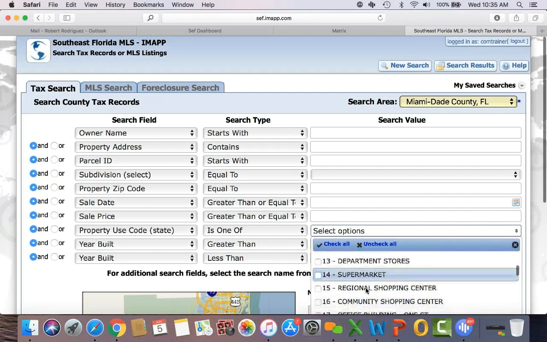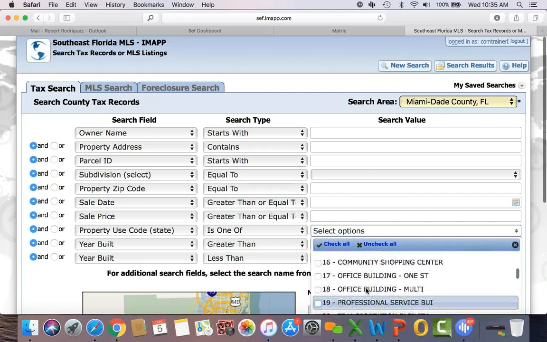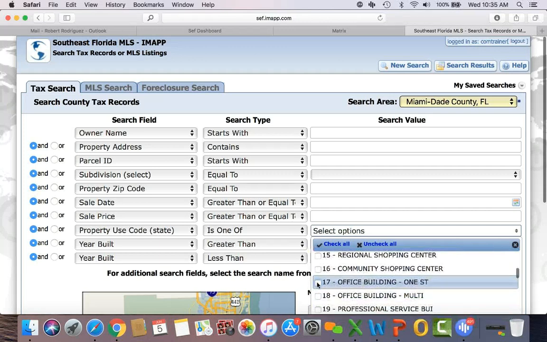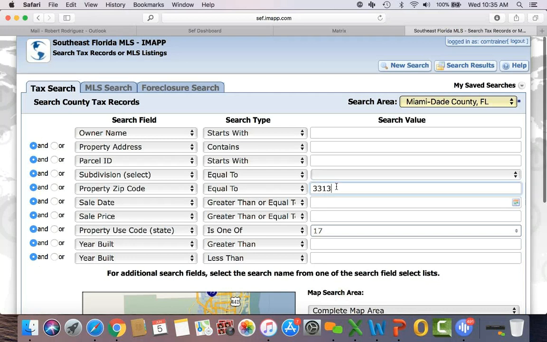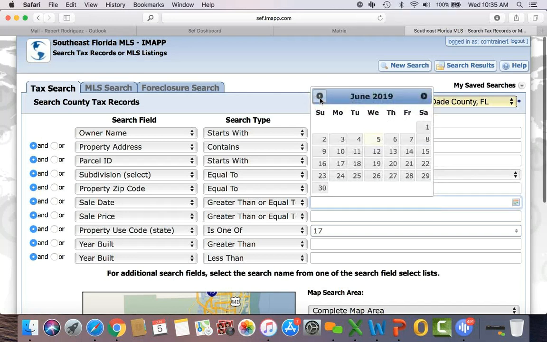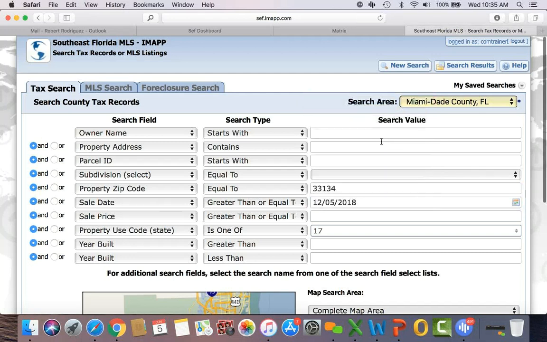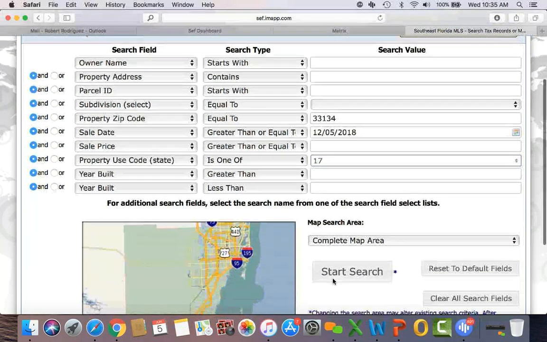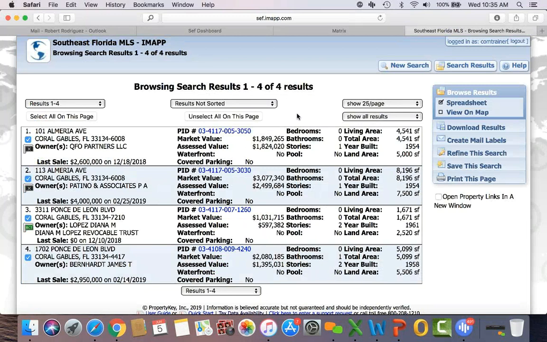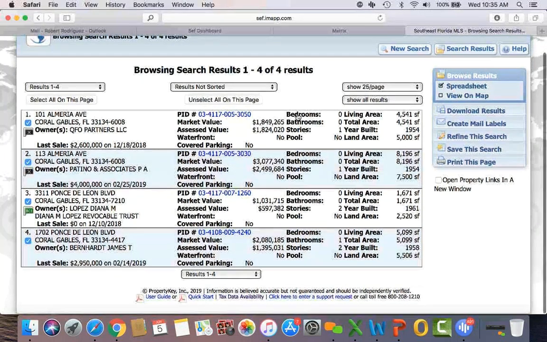This is always good also for comparables. So for example, if I'm looking for, say, office building 1 story, and I want to know in zip code 33134 in Coral Gables, how many offices sold within the last 6 months. You go to sale date, greater than or equal to, and you can open up this calendar and go back to December 5th of last year. And within the last 6 months, there have been 4 sales in zip code 33134 of office spaces or office buildings 1-story.